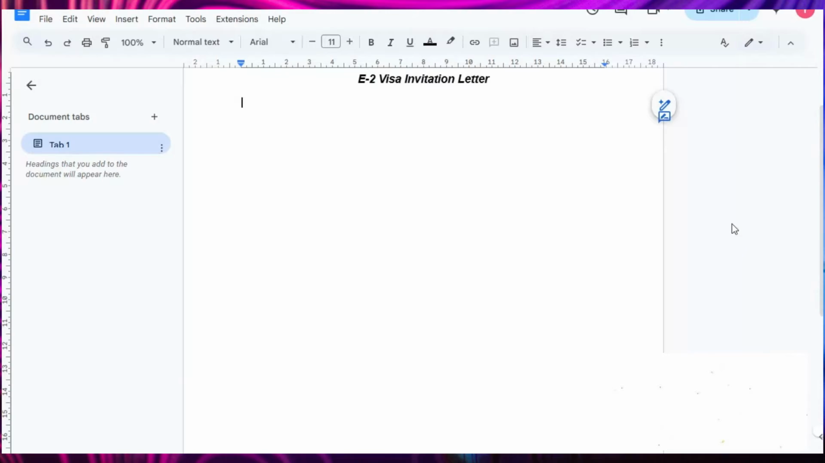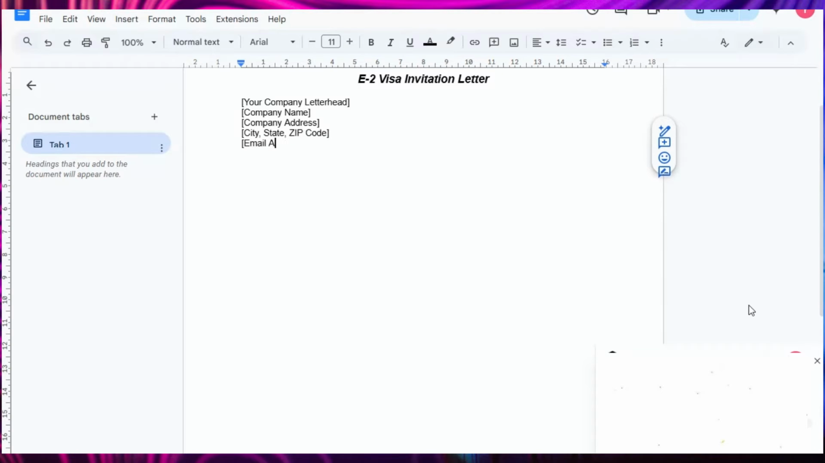Today you'll learn how to write an E-2 visa invitation letter. This letter is a formal document issued by a US-based business inviting a foreign investor to enter the United States under the E-2 visa category. It outlines your role in the business, the nature of your investment, and why your presence is essential for the company's growth. Start by including your company's name, address, contact details, and the date.